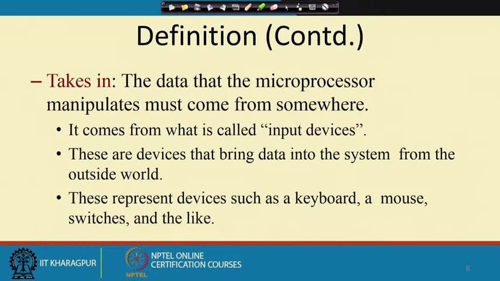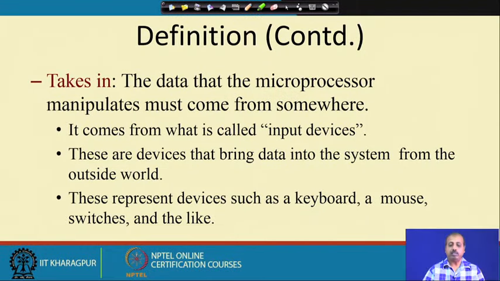What does it take in? So, it takes in the data from somewhere. Where from? It can come from input devices, like in a computer system I can have a keyboard, a mouse, or even a signal line which may be made high or low. These are the inputs for the microprocessor. These input devices can give the data for the microprocessor to work on.